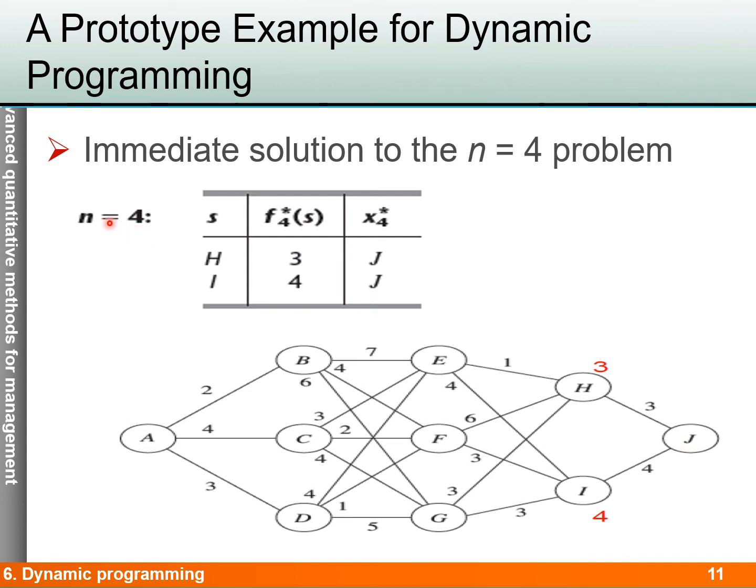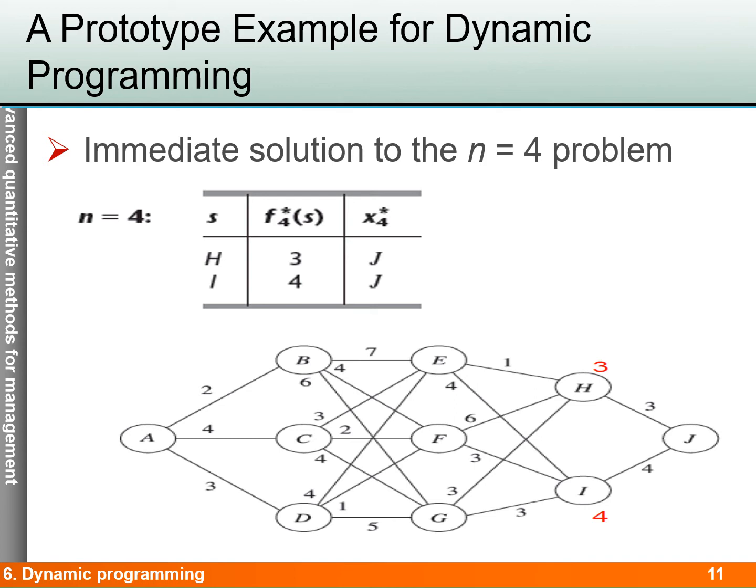At stage 4 of our example, as we have here n equal to 4, we should calculate all these elements for our stages. Here it is easy. This F4*(S) is coming from 3 and 4, both of them, and the selection is J, because 3 and 4 are connecting to J.